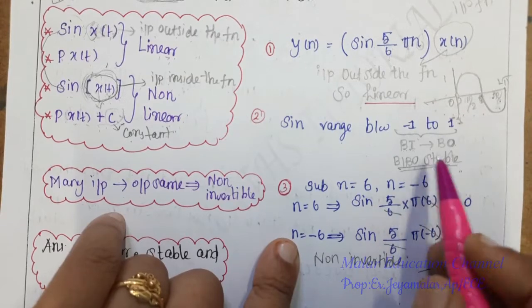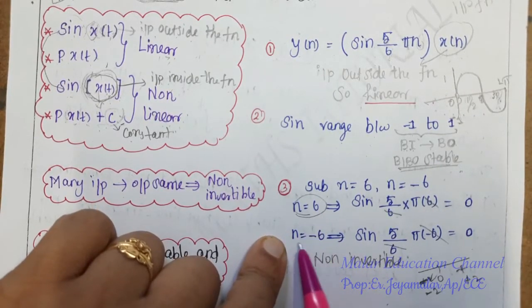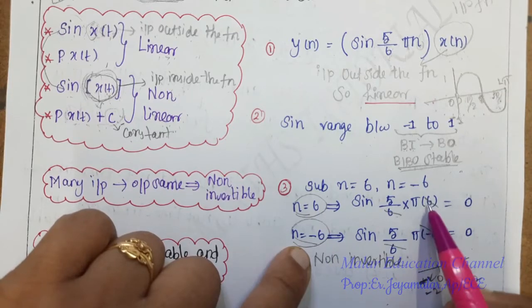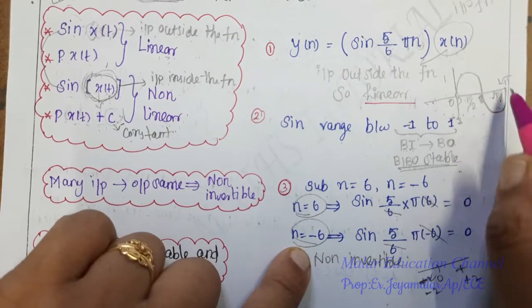Likewise, here the denominator term is 6. So better to substitute n equal to +6 and n equal to -6. Here n equal to 6 means both get cancelled. The answer is sine pi. We know sine pi equal to 0.